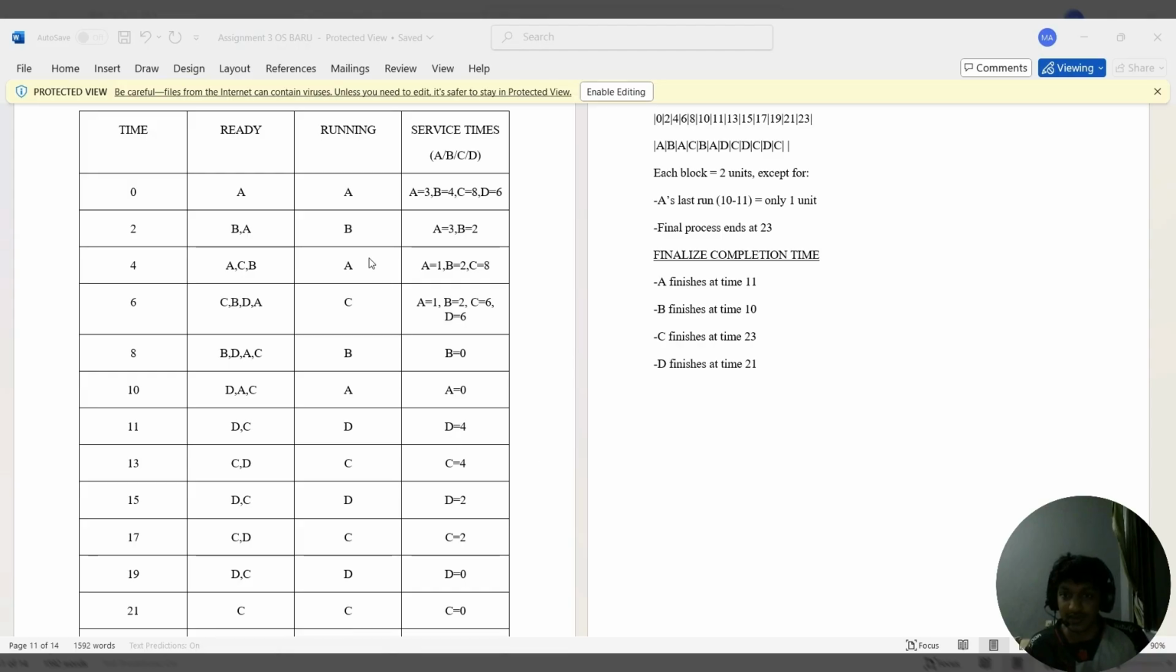For the round robin, at time 13, process C starts running. It has 6 units left before. And at time 15, process D starts running. Process C gets interrupted after 2 time units. Thus, at 13, running C, and at 15, running D. Okay, so for time 17, the ready is C, D, the running is C, and the service time for C equals 2. So next is time 19, ready is D, C, running is D, and the service time is D equals 0.